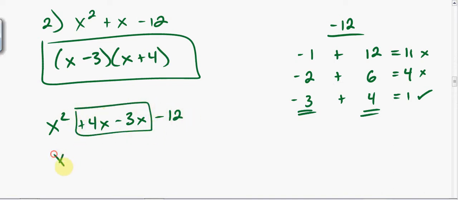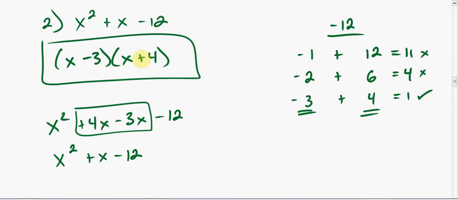Combine our like terms. We see x squared, 4x minus 3x is a positive x, minus 12. Does this trinomial match this one? It does. So we're comfortable with our answer and we can move on.